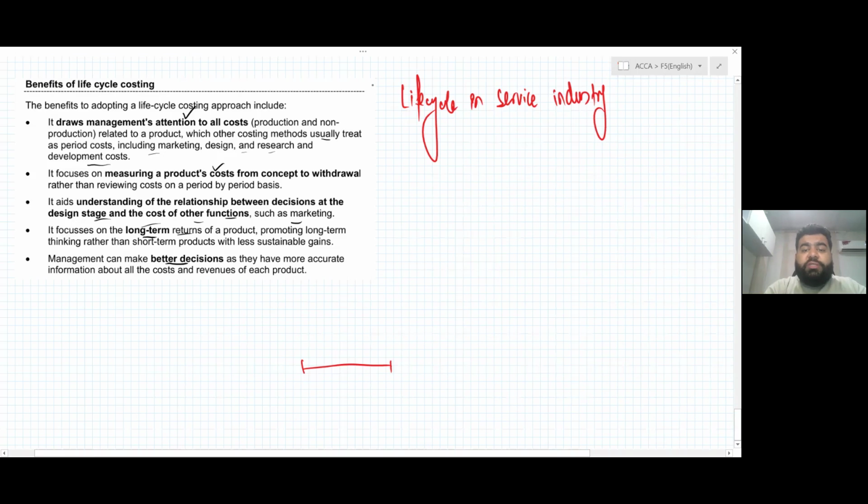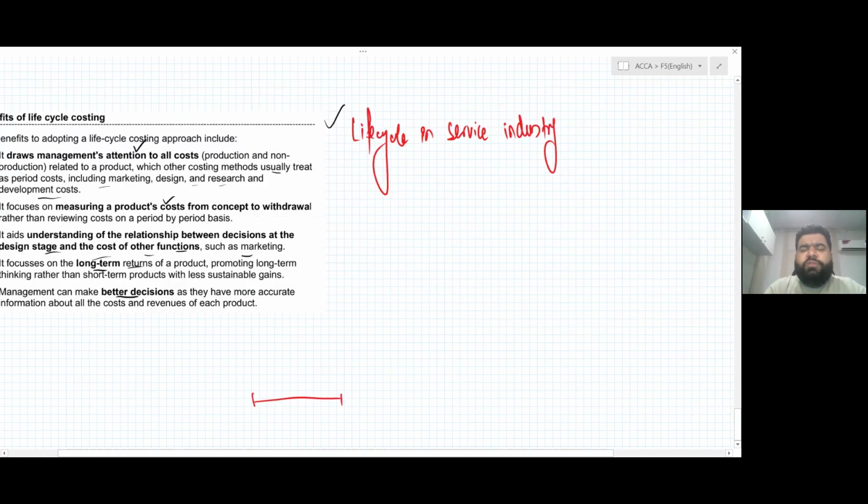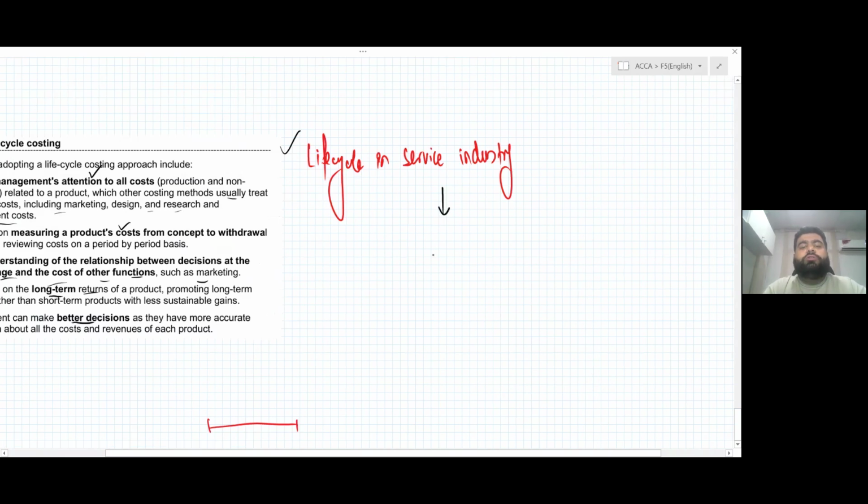Now the last topic is life cycle costing in the service industry. You know that the service industry is the industry in which there is no product, only services are being provided. Life cycle costing also helps there. This is also a benefit actually, that in service costing we know there is no product, but obviously we have to provide the service.